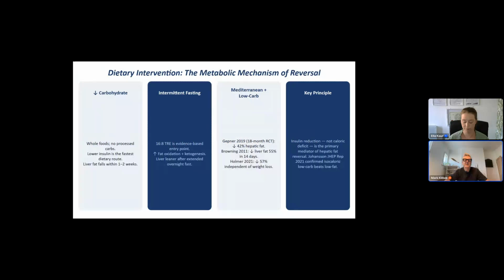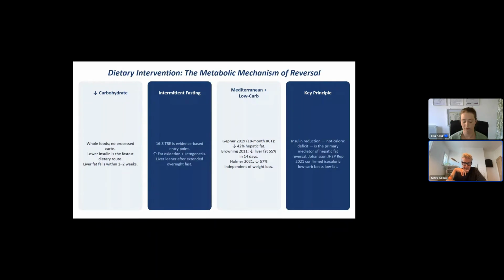dietary intervention, what are we talking about? This directly is a result of the pathophysiology. If we look at insulin being a major driver, what pushes insulin in the body? Well, we know that glucose produces insulin in the body. So this is why we want to try and reduce insulin. One way to reduce that is to reduce the carbohydrate intake, the starchy carbohydrates, the sugars, etc. This is what drives insulin. So lower insulin is the fastest dietary route to reduce liver fat.